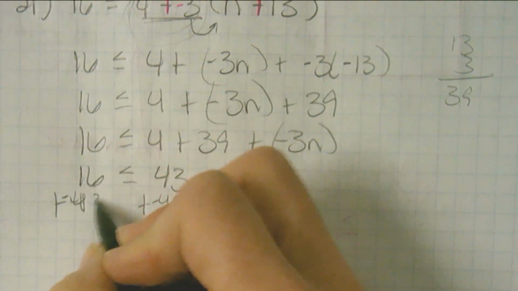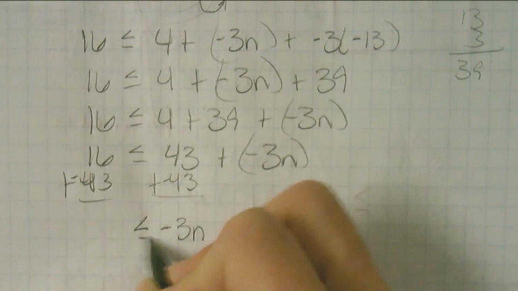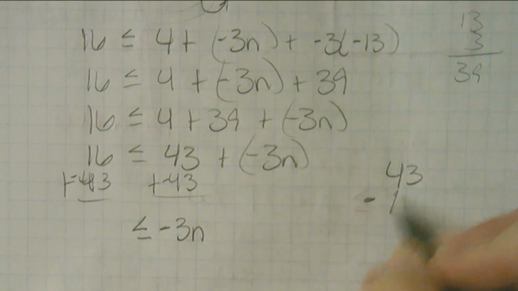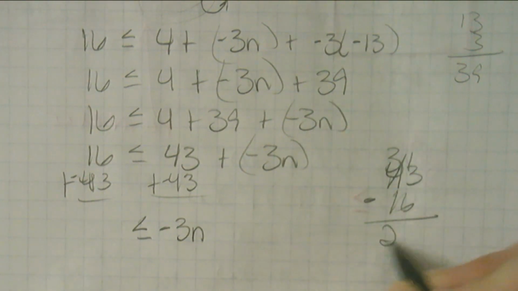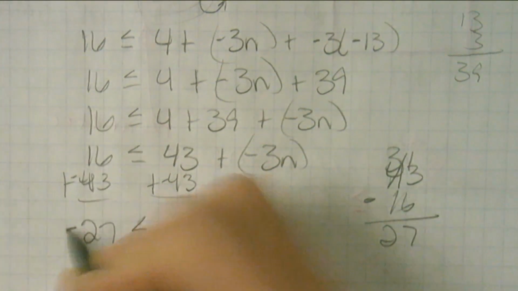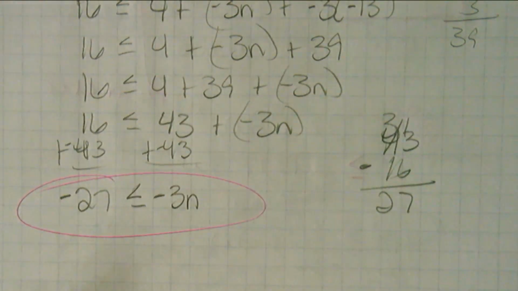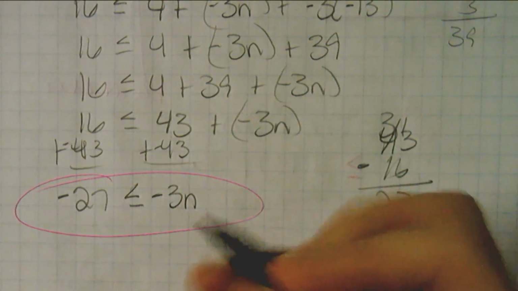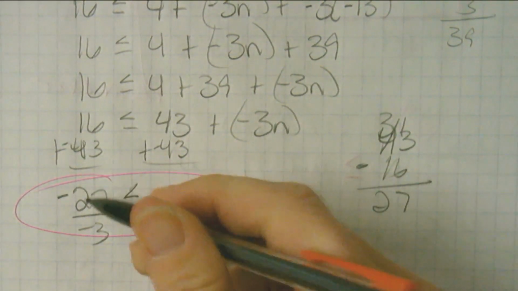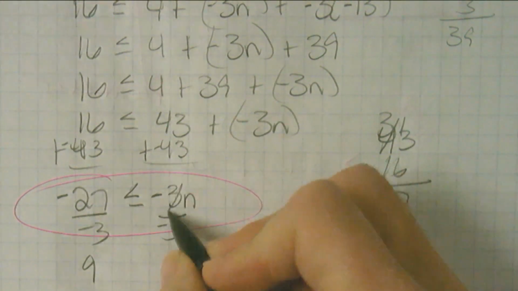Excellent. So I'm going to add a negative 43 to both sides. So on my right, I have a negative 3n. On my left, I'm going to do 43 minus 16. I think that gives me a 27, and it's going to be a negative 27. So it's at this point we've got to be careful. Nick, now what? Excellent. So what's negative 27 divided by negative 3? 9. This becomes just an n.